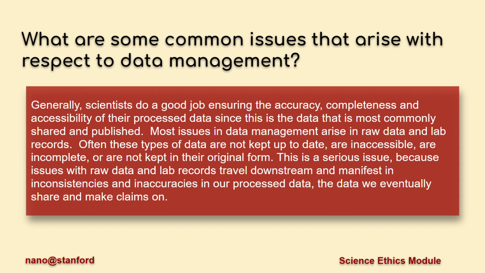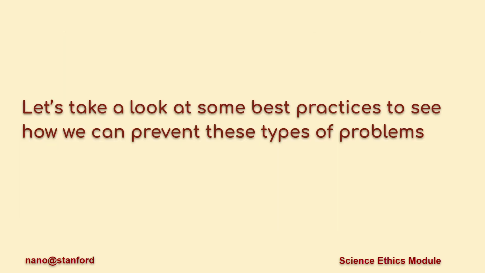Often these types of data are not kept up to date, are inaccessible, are incomplete, or are not kept in their original form. This is a serious issue because issues with raw data and lab records travel downstream and manifest in inconsistencies and inaccuracies in our process data, the data we eventually share and make claims on. Let's take a look at some best practices to see how we can prevent these types of problems.